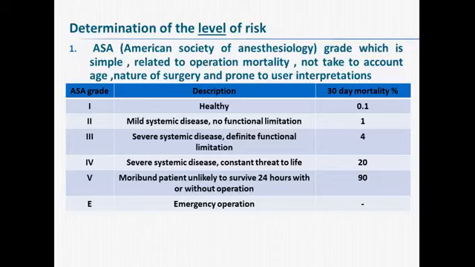Grade 3, the patient has severe systemic disease and defined functional limitation. Mortality rate is 4%. Grade 4, the patient has severe systemic disease, constant threat to life, and the mortality rate is 20%. Grade 5, the patient is moribund, unlikely to survive 24 hours with or without operation. The mortality rate is 90%. The letter E is written beyond the grade of this classification and indicates emergency operation.